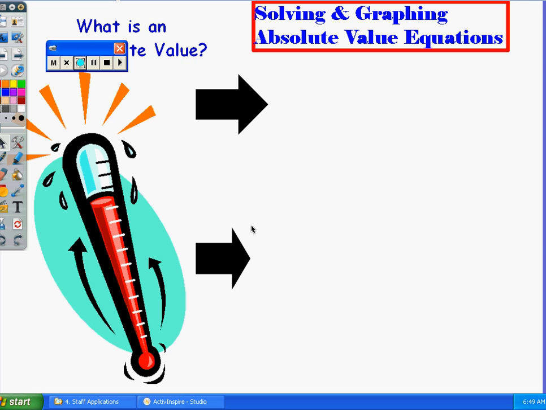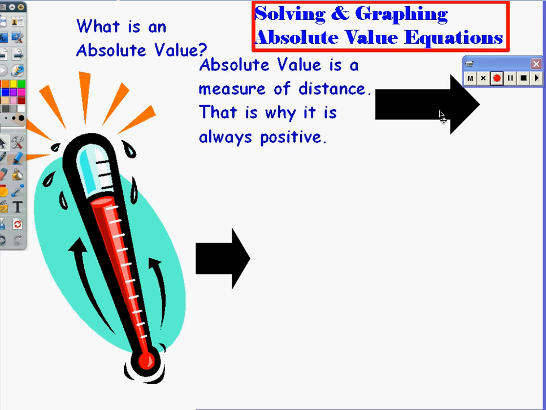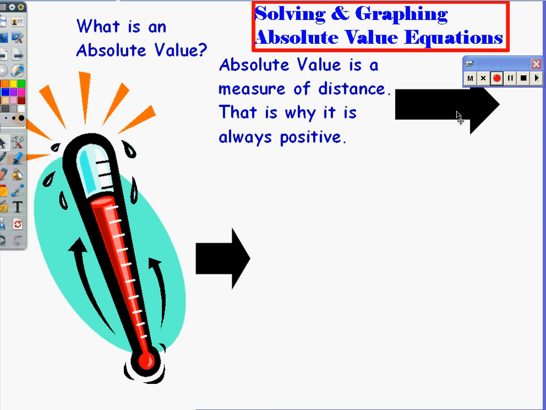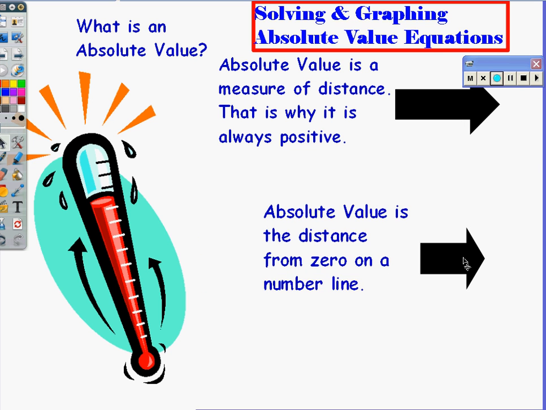Okay, in this recording we're going to talk about solving and graphing absolute value equations. First off, a reminder, what is absolute value? We talked about this in class, so you should be pretty familiar with this. Absolute value is the measure of distance. That's why it's always positive. And absolute value is the distance from zero on a number line.